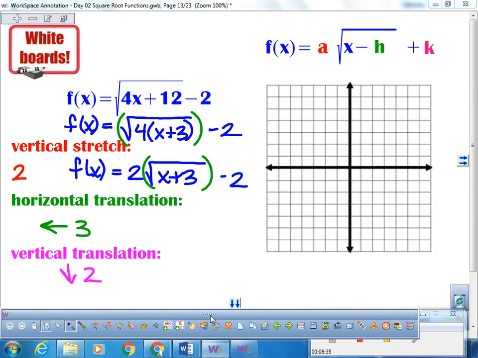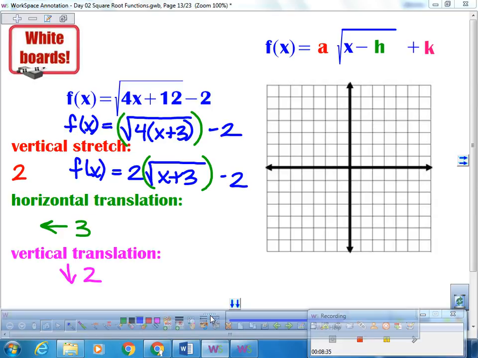This way, 3. Make sense? Going to the left 3. So I'm going to go left 3, 1, 2, 3, down 2. There's my vertex.